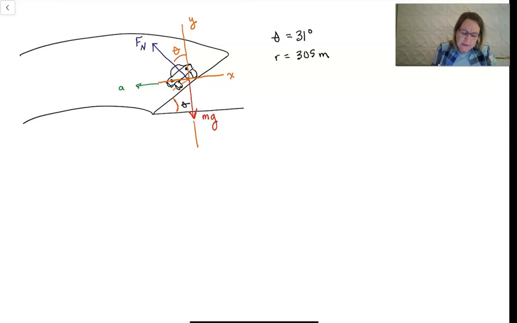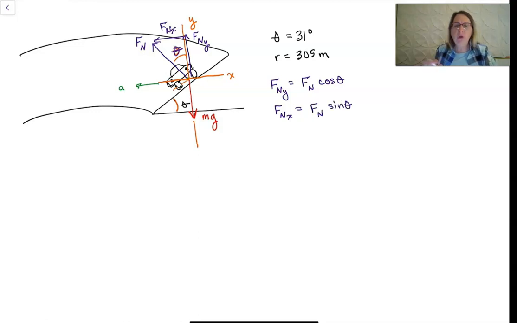Okay, so what that tells us is that if we break our force into components here, this y component, the normal y, is adjacent to this angle theta, and this is force normal x. So force normal y, F normal y, is F normal times cosine of theta, and F normal x, in these kind of weird axes, is F normal sine theta. So I've broken it into components according to this coordinate system.